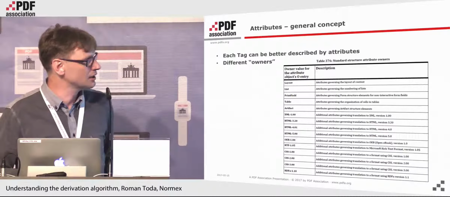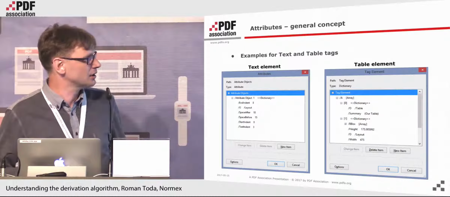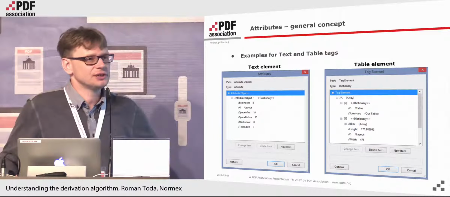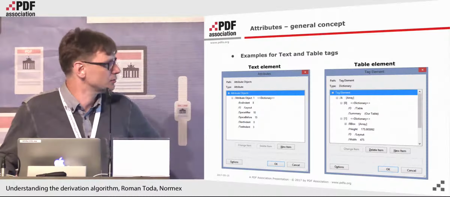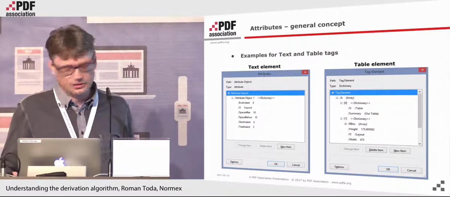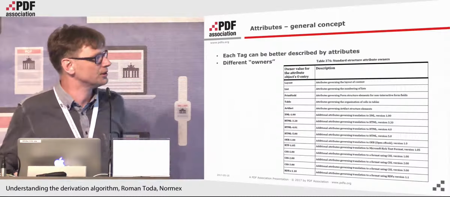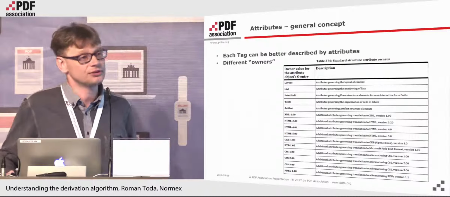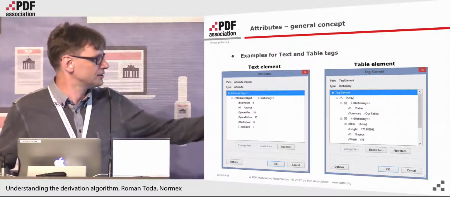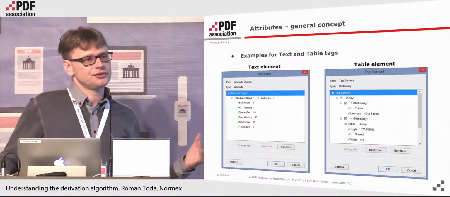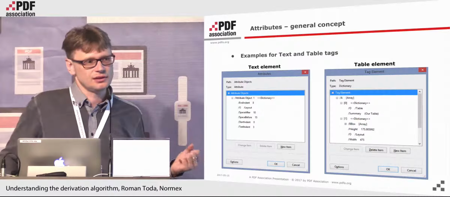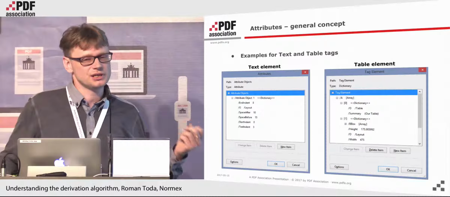Let's have a look at how these would apply in the real world. Text element: if I have a specific tag, I can have a dictionary where these attributes are. So you can see O, layout. If I go back, layout is one of the most commonly used attribute owners. And there are other attributes like start indent, text indent, space before, and so on. These attributes describe the tag itself a little better. They give the tag a little bit of meaning.